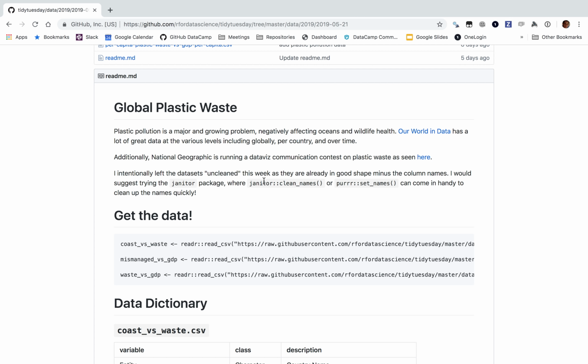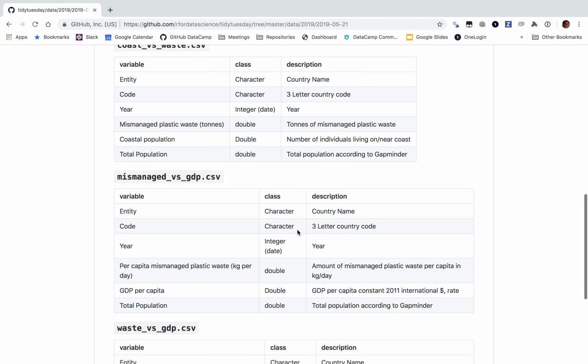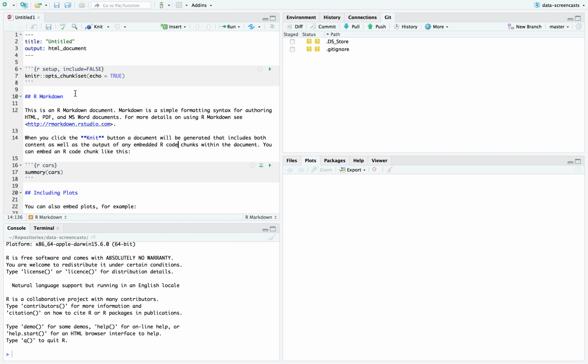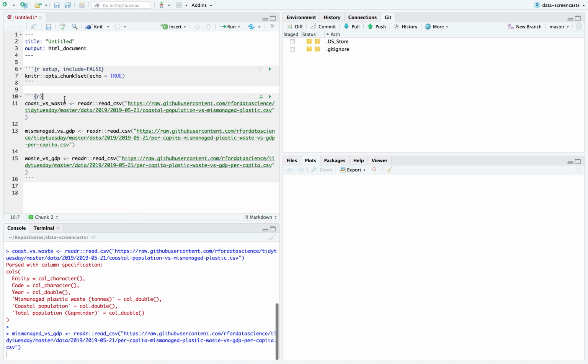Let's see. They're uncleaned. Oh, great. Janitor clean names. Yeah, so we can practice a little bit of data cleaning. All right, let's see what kind of visuals we have: coast versus waste, mismanaged versus GDP, waste versus GDP. Let's take a look. I'll start with one of these data sets, see how we need to clean it.